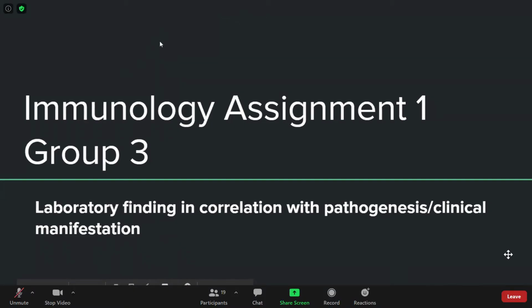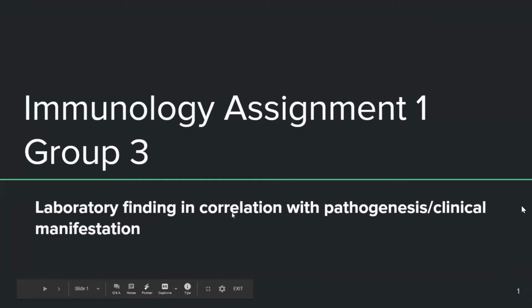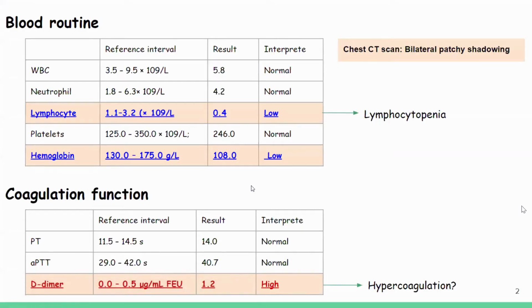Okay, everyone, our group will present the laboratory findings in correlation with pathogenesis and clinical manifestation. Next slide, please. First of all, when we look at the lab findings, we have to find the abnormal lab results, right?